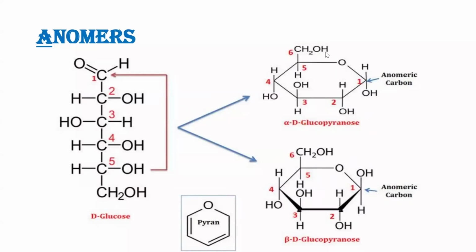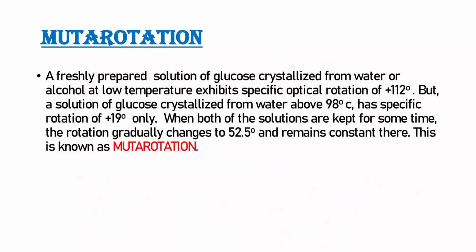In the case of alpha-D-glucopyranose, the OH group is pointing down at the anomeric carbon. In the case of beta-D-glucose, the OH group is pointing up at the anomeric carbon. So you should all know this. Then the next thing is mutarotation.